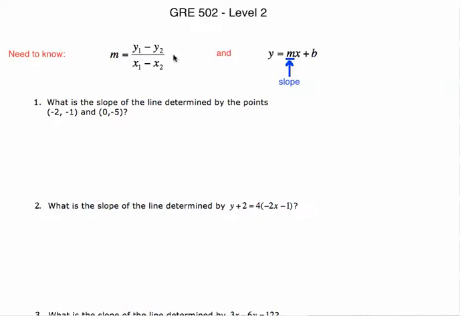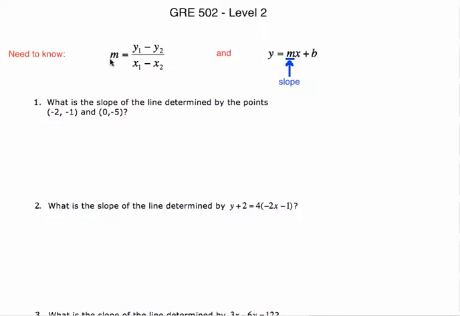Level 2 of GRE 502 is all about slope still, except now our slope is going to be a number rather than a general statement like positive, negative, 0, or undefined. Let's look at this first case, and up above I've shown you what you need to know in order to solve all three of these questions.